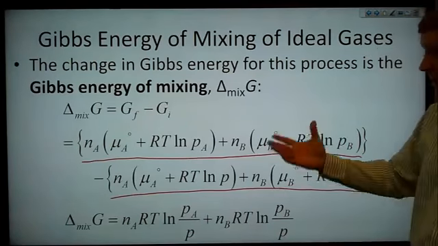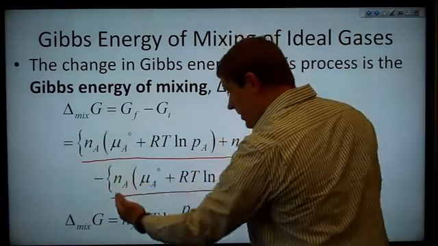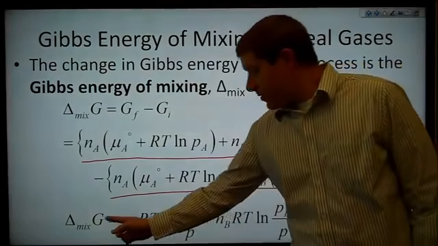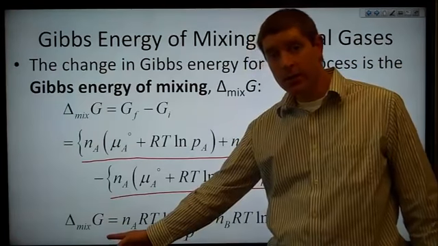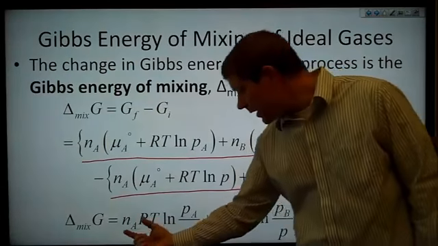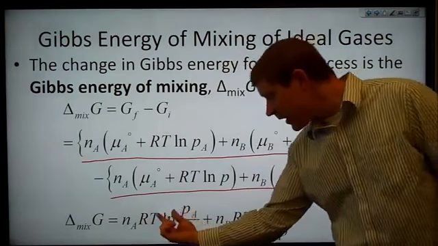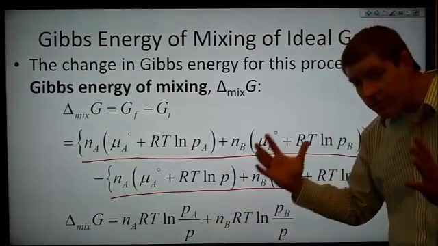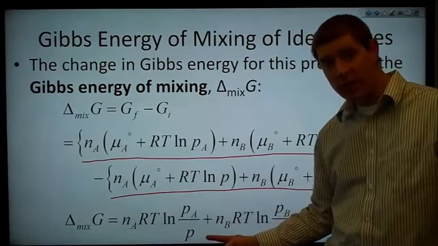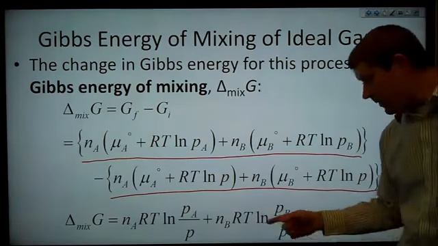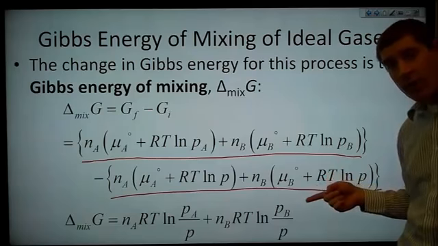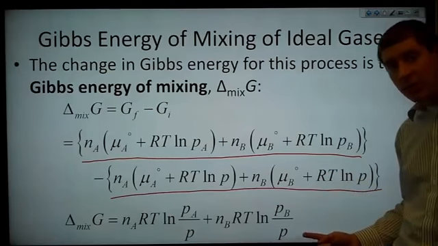So this means that now we can combine these two terms together and then combine the two terms for B. And so now the Gibbs energy of mixing is the number of moles of A times R times T times the natural log of the ratio between the final partial pressure of A and the initial partial pressure of A, plus a similar thing for B: the number of moles of B times R times T times the natural log of the ratio between the final partial pressure of B and the initial partial pressure of B.